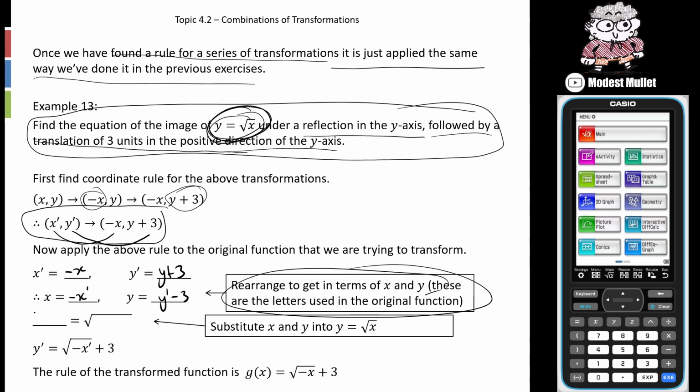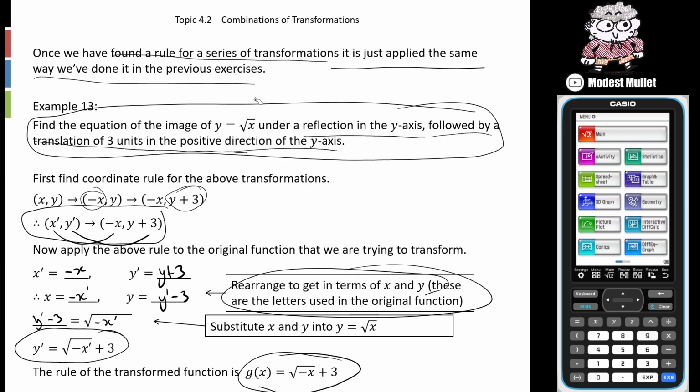So where y was, we put y dash take 3, and where x was, we now put negative x dash. From there, if you make y dash the subject, we get our rule, and we want to write it, let's call it g of x. And there we are. Our new function transformed from the original one is the square root of negative x plus 3.